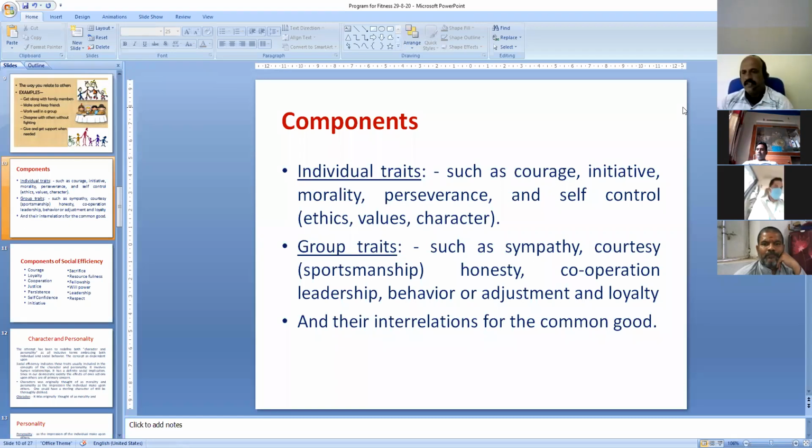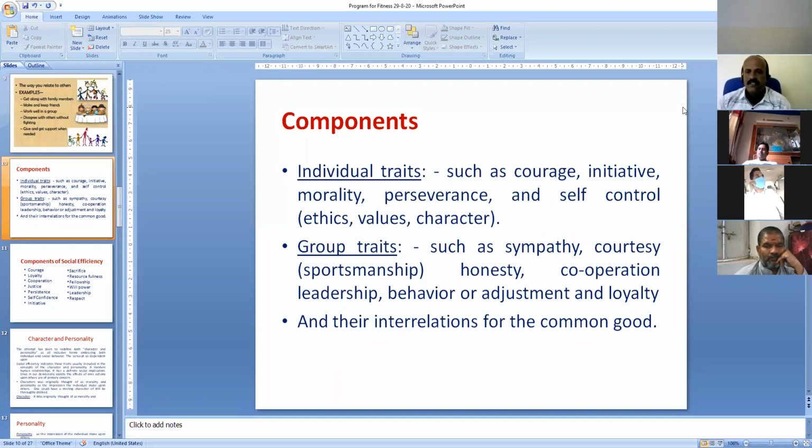If you go through the list, you can observe that in individual traits, courage means daring or willing to do, a challenging mind. Initiative means that when you are training or doing a physical activity, you don't wait for others to start, you start yourself. You will be the first one to start, initiating yourself for a work or a challenge.